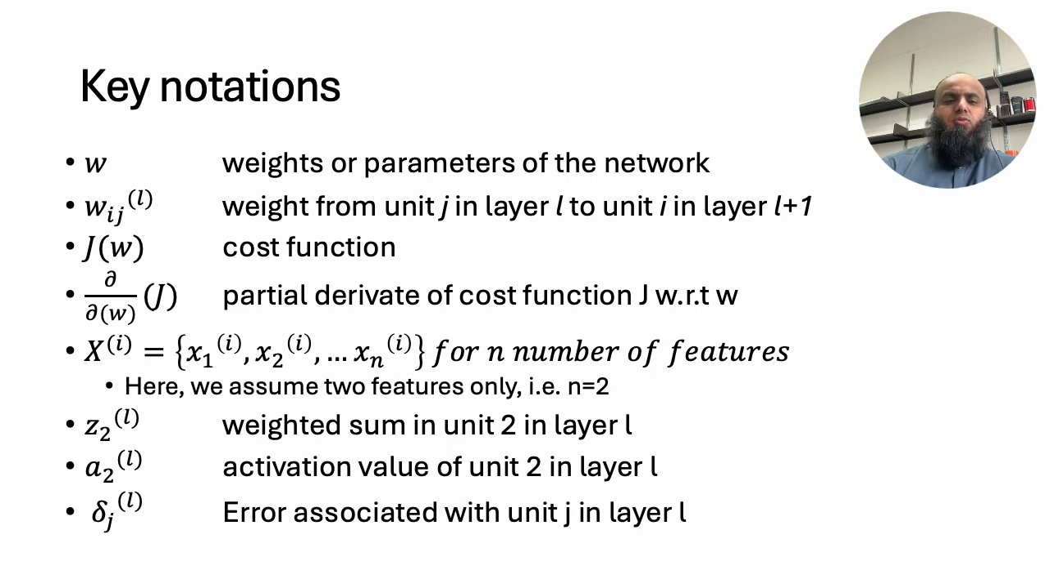Then we have the data, which we represent as X. If we have n features in the data, we represent it as x1, x2 up to xn. Here we assume a simple case, data with only two features, so n equals 2. Then we have Z superscript L subscript 2, which is the weighted sum in unit number 2 in layer L. Similarly we have A2 superscript L, which is the activation value in unit number 2 in layer L. And finally we have the error associated with a unit in each layer. For example, delta j superscript L represents the error associated with unit j in layer L.